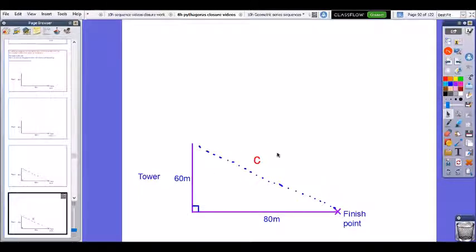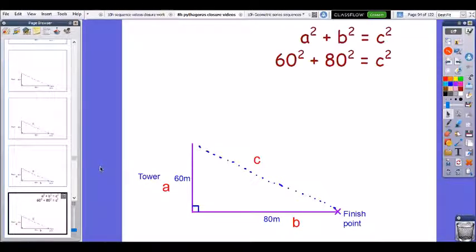We know that the longest side, the hypotenuse, we label c, and then a and b are the other sides, and it doesn't matter which way round I put a and b. Pythagoras' theorem we know is a squared plus b squared equals c squared. Substituting in a and b, that tells you 60 squared plus 80 squared equals c squared.